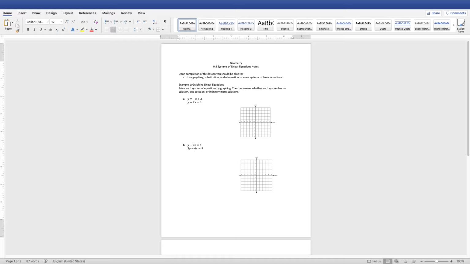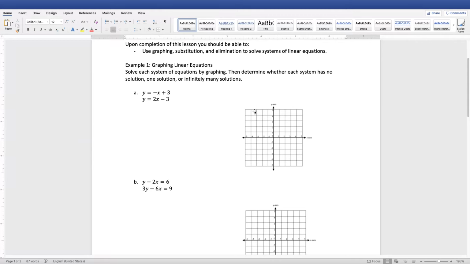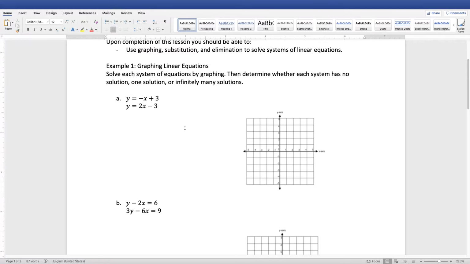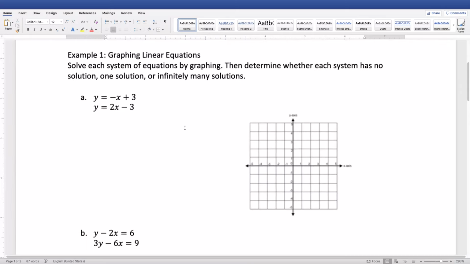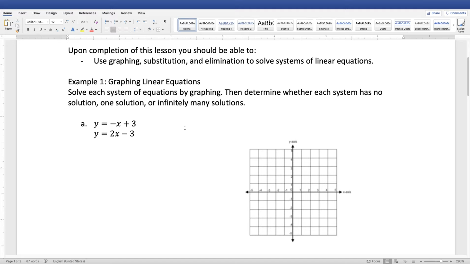So in today's lesson, we're going to talk about systems of linear equations. What we are going to try to do is take two equations and find a point of intersection, a point that they have in common. Upon completion of today's notes, you should be able to solve these using graphing, substitution, and elimination. So we're going to start with graphing.